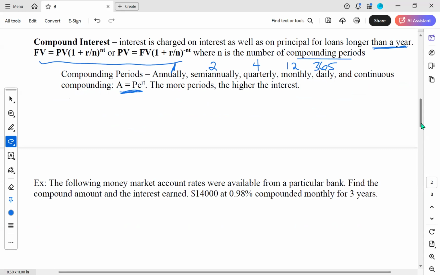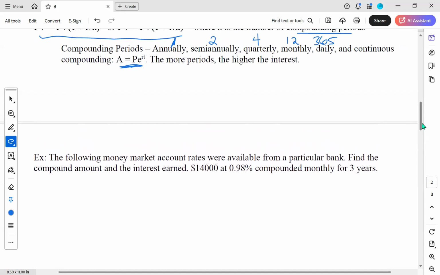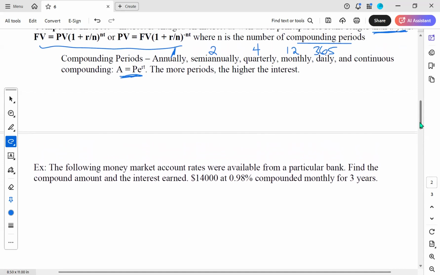The following money market account rates were available from a particular bank. Find the compound amount and the interest earned. If we have 14,000 at 0.98% compounded monthly for 3 years. So if it says the word compounded, then you're into your compounded formulas. But you've got to be careful with that because we're going to have a lot of compounds with 2 and 5.3. So if it's asking for the compound amount, what they want you to find is the future value. And the interest earned, which we'll get to in just a second.